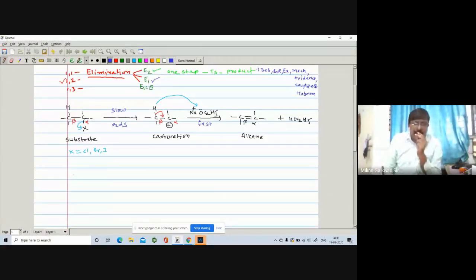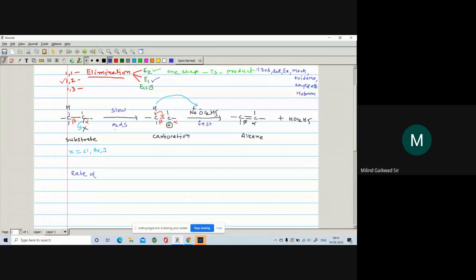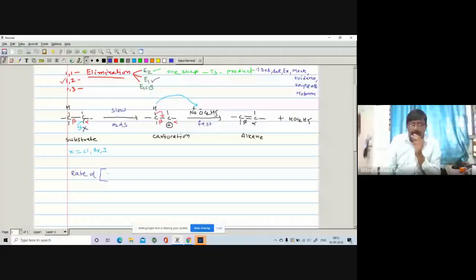So we can say the rate of reaction is directly proportional to the concentration of the substrate. Why? Because only the substrate is involved in the RDS. The rate of reaction depends upon the concentration of the substrate. Here only one molecule, the substrate, is involved in the RDS. So you have such a substrate, and here you can write the substrate.